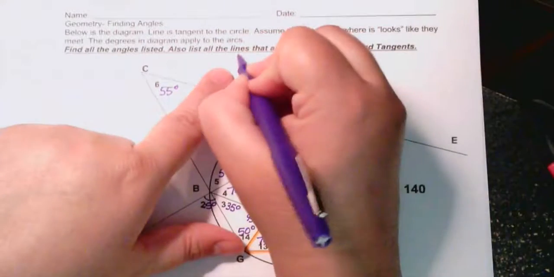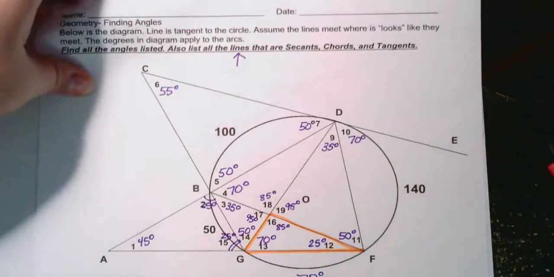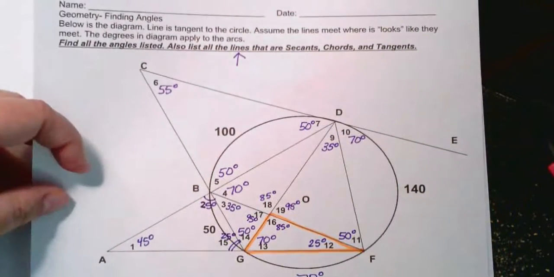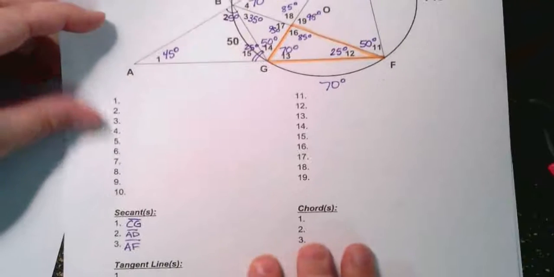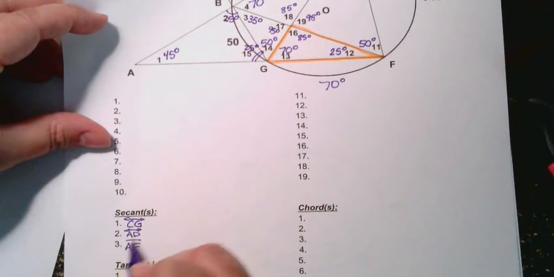Okay, I was reading, because it says list the lines that are secants, chords, and tangents. Technically chords aren't lines, but that's okay. Because it said lines, I'm going to go ahead and rewrite these. I wrote them as segments. I'm going to rewrite them as lines, because there are lines that go through AF and lines that go through A and D. You could do it either way, really. I don't know that you would be counted off.